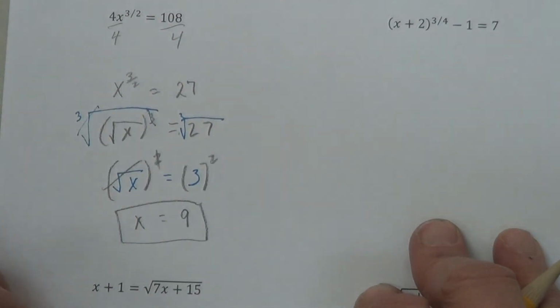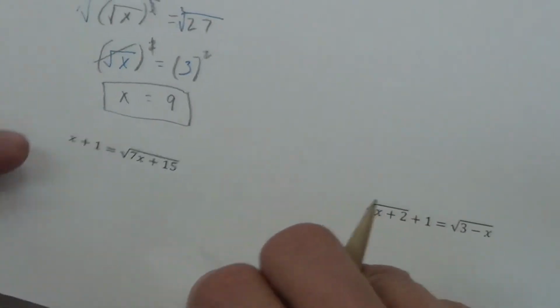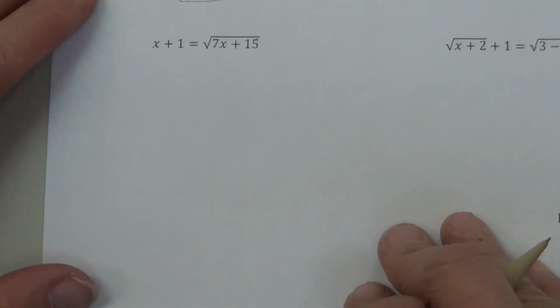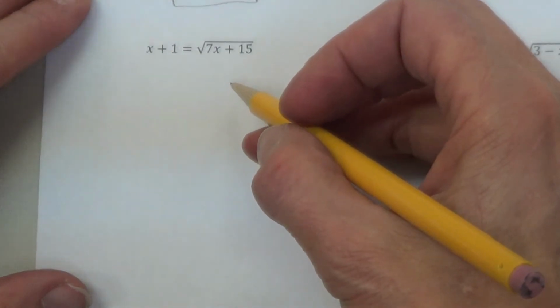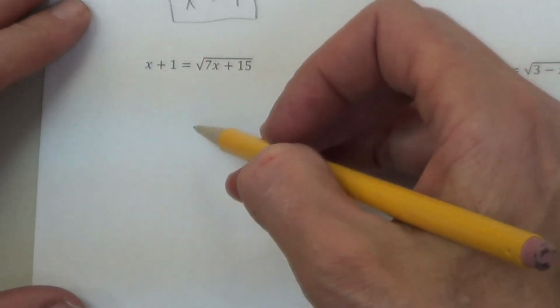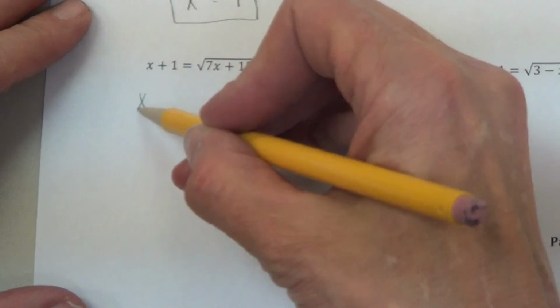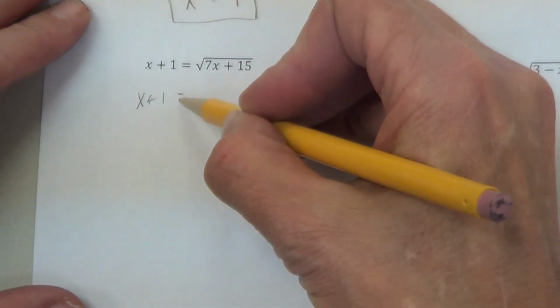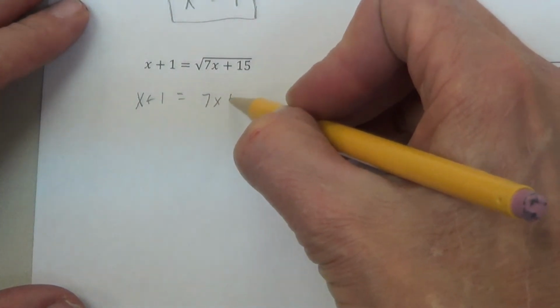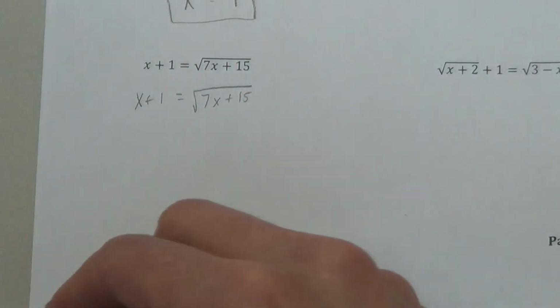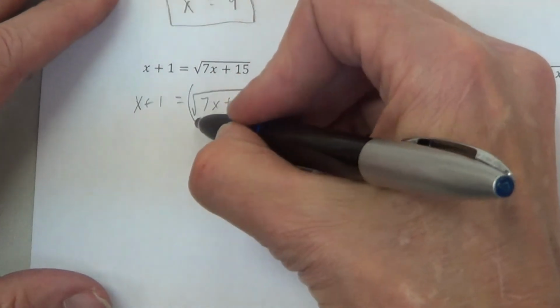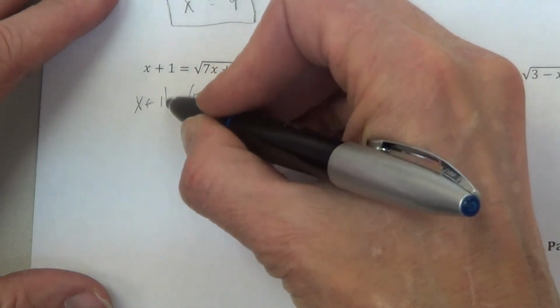Let's look at some other options. Here we have x plus 1 equals the square root of 7x plus 15. First thing we do is get rid of the square root. So on each side, we're going to square it. That's the easiest way to get rid of a square root. So we squared this side. We squared this side.